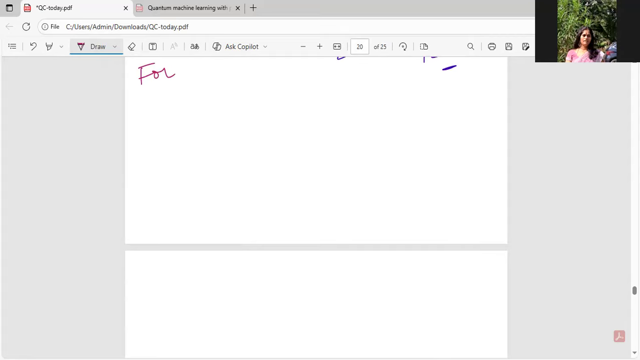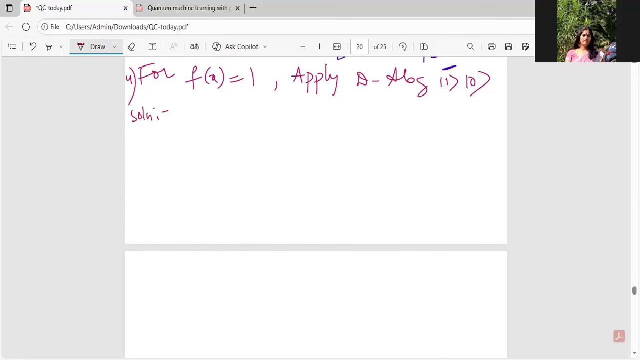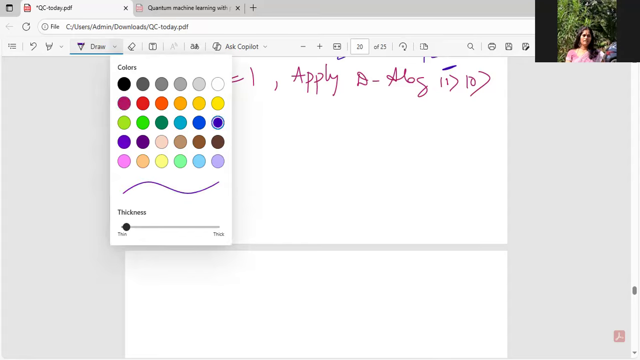For the fourth one, for f of x is equal to 1, apply the Deutsch algorithm for the state ket 1, 0. Okay. Let's see how we will do it. Now, what are the steps of the Deutsch algorithm? You need to remember. Let me just recollect. You apply again the Hadamard gate, guys. First apply the Hadamard gate, then the unitary operation, then again the Hadamard gate.